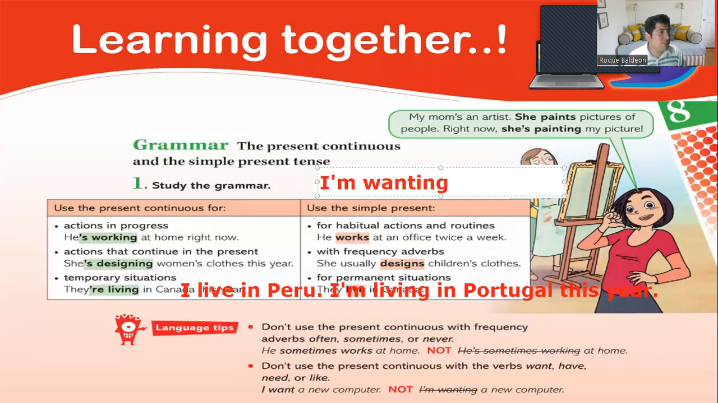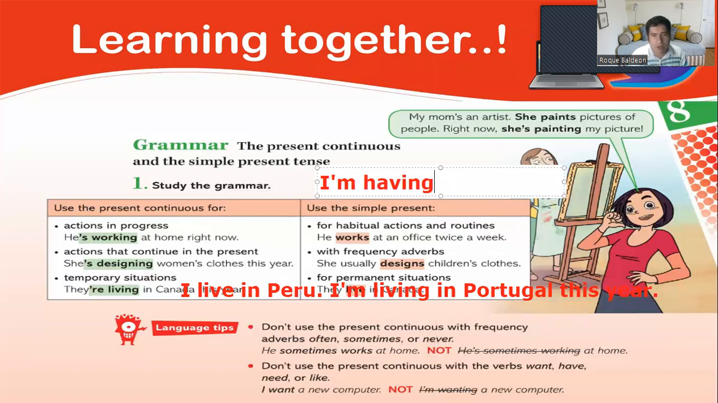I'm wanting, ¿no? I'm wanting, it means estoy queriendo, no. I'm wanting no se puede decir, no. No, no, in English we don't say like this, yeah? I'm wanting, good, awesome, no? Tampoco no podemos decir, for example, the other one, so, I'm having, no?